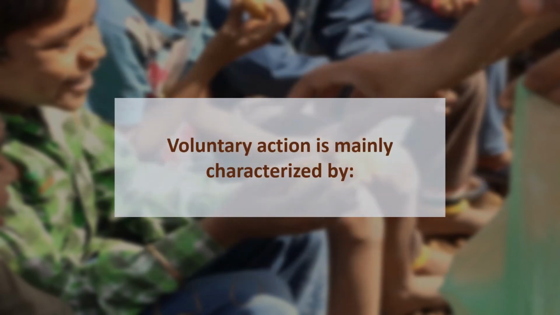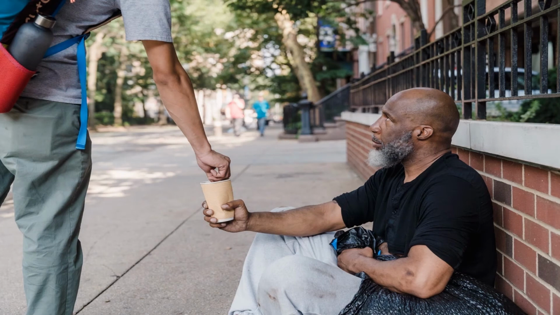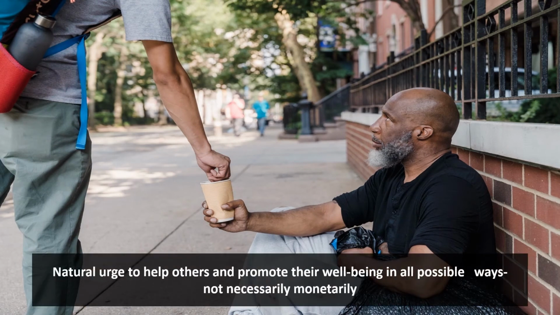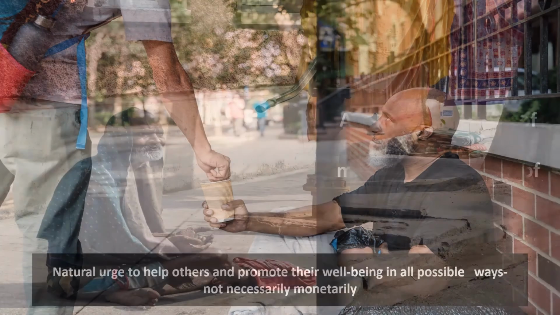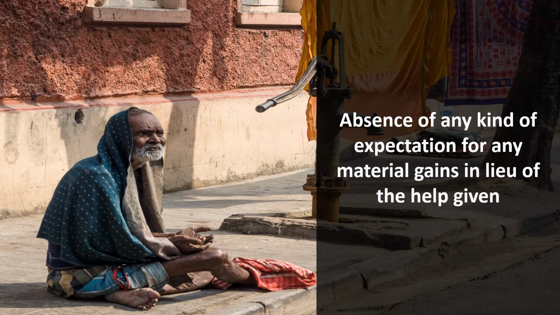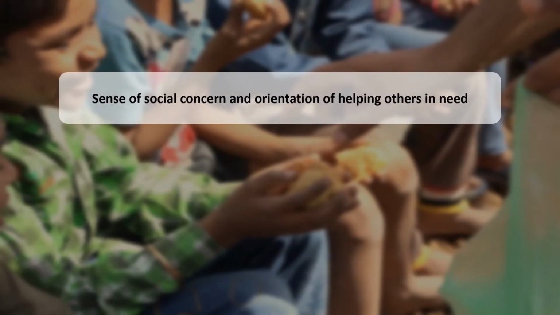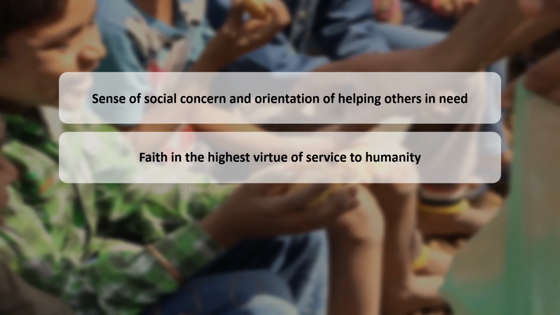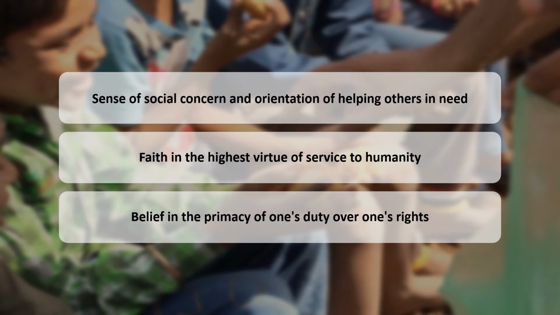Now, voluntary action is characterized by, number one, an innate or natural urge to help others and promote their well-being in all possible ways, but not necessarily monetarily. Number two, absence of any kind of expectation for any material gains in lieu of the help given, which is also in line with charity. Number three, sense of social concern and orientation of helping others in need. And number four, faith in the highest virtue of service to humanity and belief in the primacy of one's duty over one's right. So this is done voluntarily, that is why it is called voluntary action.